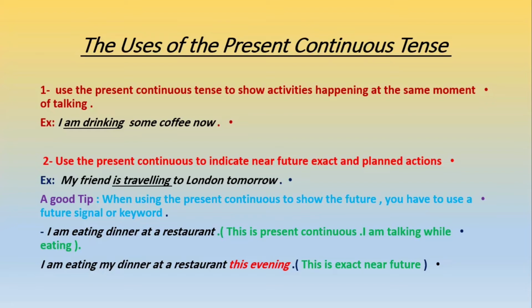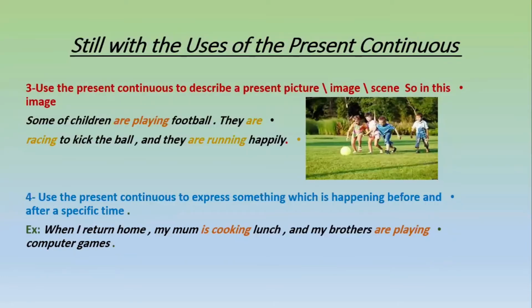But if I say tomorrow, the action doesn't start yet, and it will start tomorrow, but because it is planned, it is near, it is exact. He has a ticket and he has an exact time to go. So we use the present continuous to express the future if it is planned and I'm sure about it.